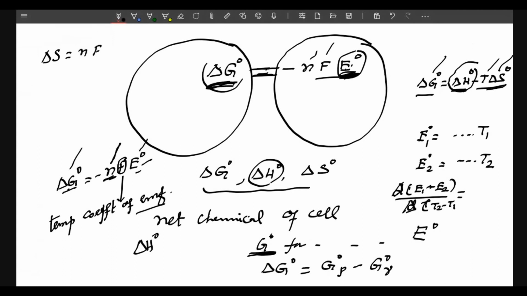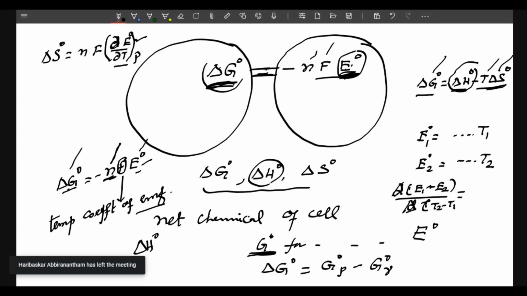nF times dou E by dou T at constant pressure. The dou E by dou T is called the temperature coefficient. They would give you the temperature coefficient, and you can calculate the entropy change. If E naught is given, then it is delta S naught. If E is given, it is called delta S. Therefore, this parameter can be calculated.